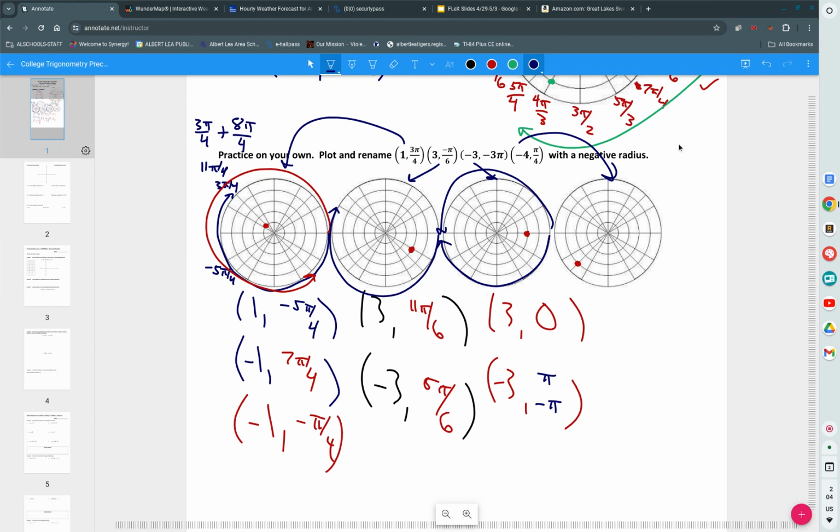Good there? All right, last example. So we're going to have a positive 4 and we're going to have a negative 4. I'm going to do the negative one with you. You do the positive one. What is an angle that could position you at that spot such that you have a positive 4?